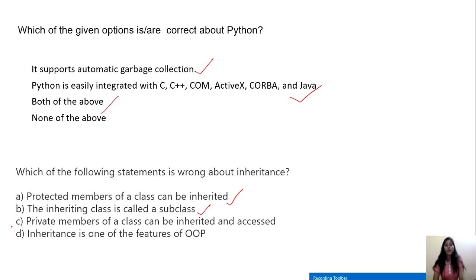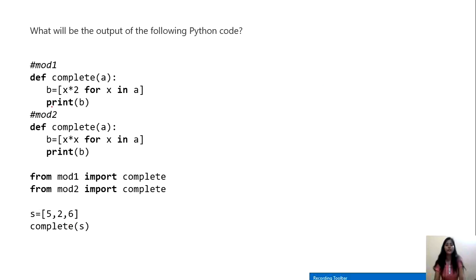Private members of a class can be inherited and accessed. This is totally wrong. We can neither access the private members of a class, nor inherit them. Inheritance is one of the features of OOP. That is correct. So the option which is wrong from the given options is option C. Let's move to the next question.